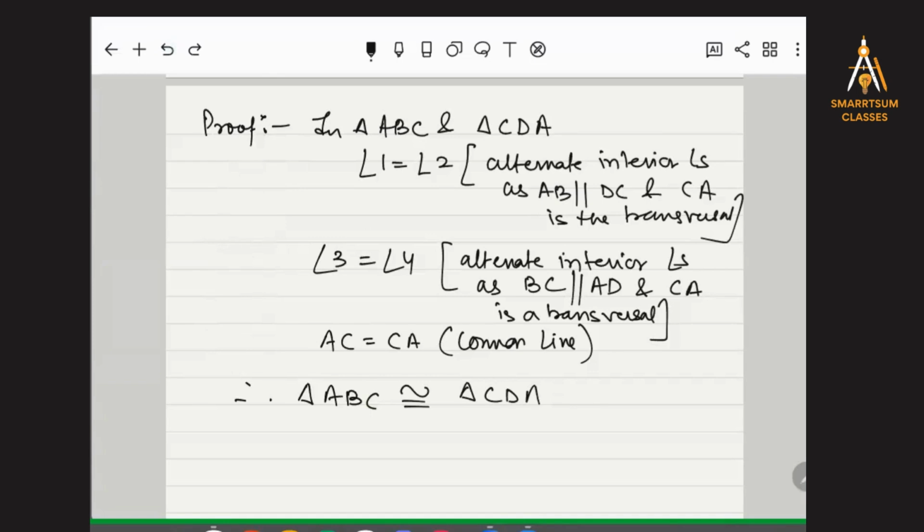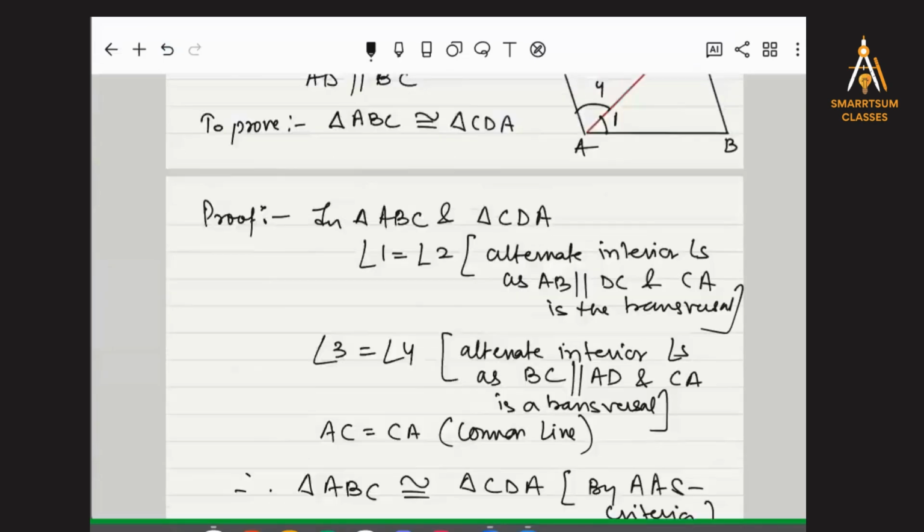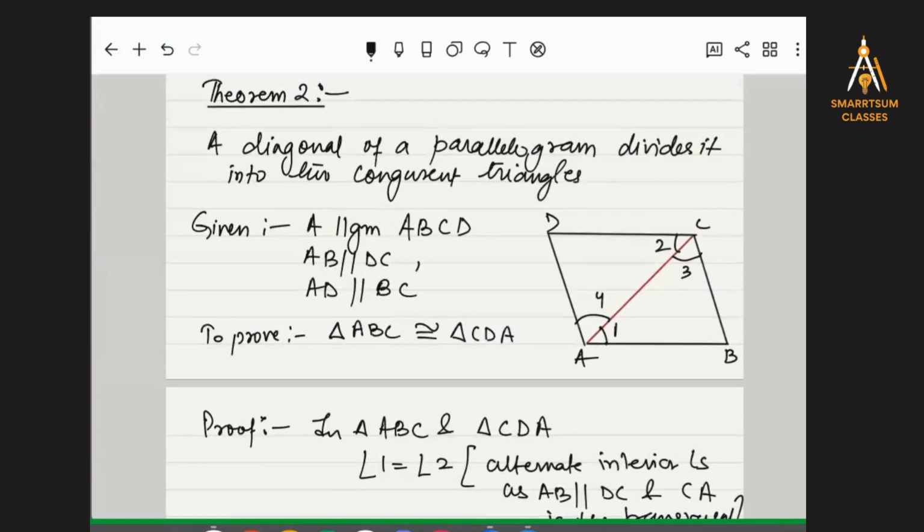Right now. By AAS criteria. Is that clear? Okay. So in this way, we have proved that the diagonal of a parallelogram divides it into two congruent triangles. I hope you're getting this, right? We have proved that diagonal bisect the parallelogram into two congruent triangles.